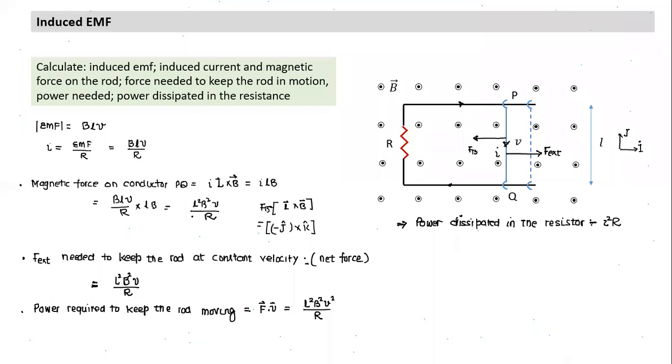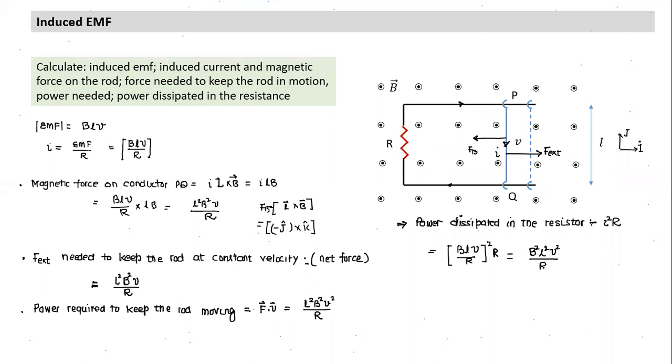Do I have the value of I somewhere? I have calculated the I value. Can I calculate power dissipated? Yes, I have the I value, I have the R value. So let me put those values here. I square R will be equal to BLV by R, whole square, into R. How much does this come to? One R cancels, and it comes to B square L square V square by R.